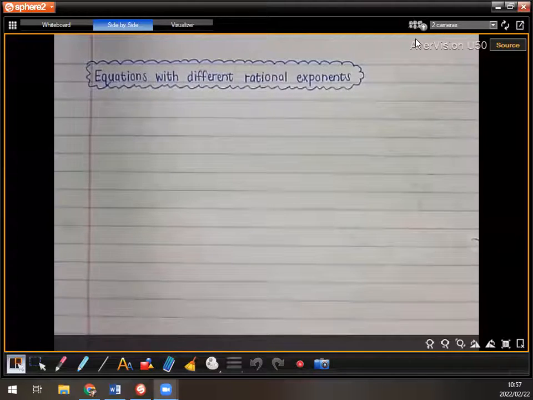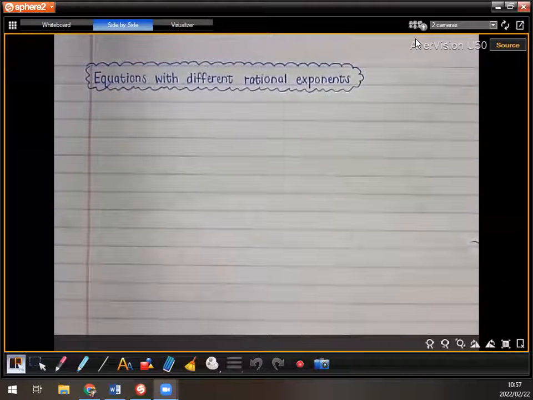All right, guys, equations with different rational exponents. I'm going to show you now what that means. We've done equations with rational exponents, right? Where there's like an x to the power of the fraction equal to a number. So that's one rational exponent, one fraction.